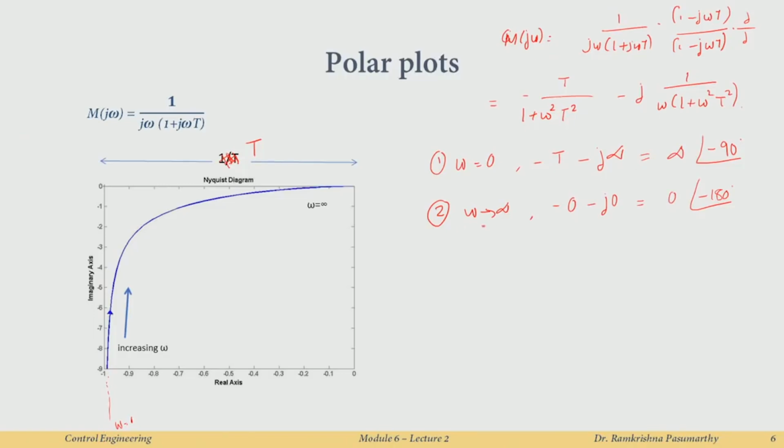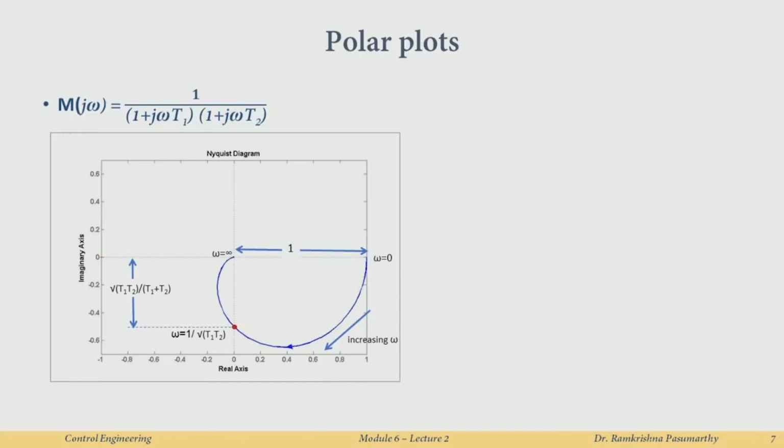As omega goes to infinity, I can come back to the origin, somewhere here. So 0 and minus 0 at an angle of minus 180. This is how the plot would look for increasing omega. So these are just the two things. It is a little easier to understand from here: we just write this down explicitly as the real part and the imaginary part and compute these.